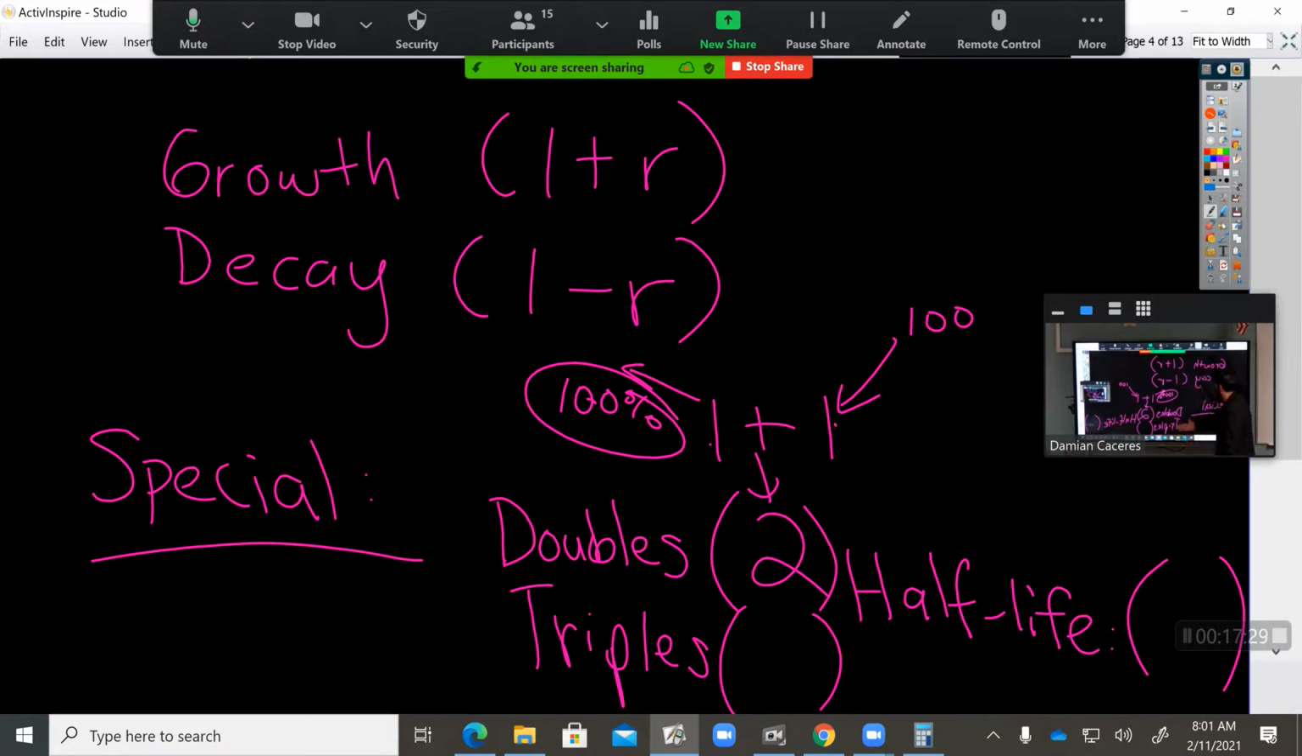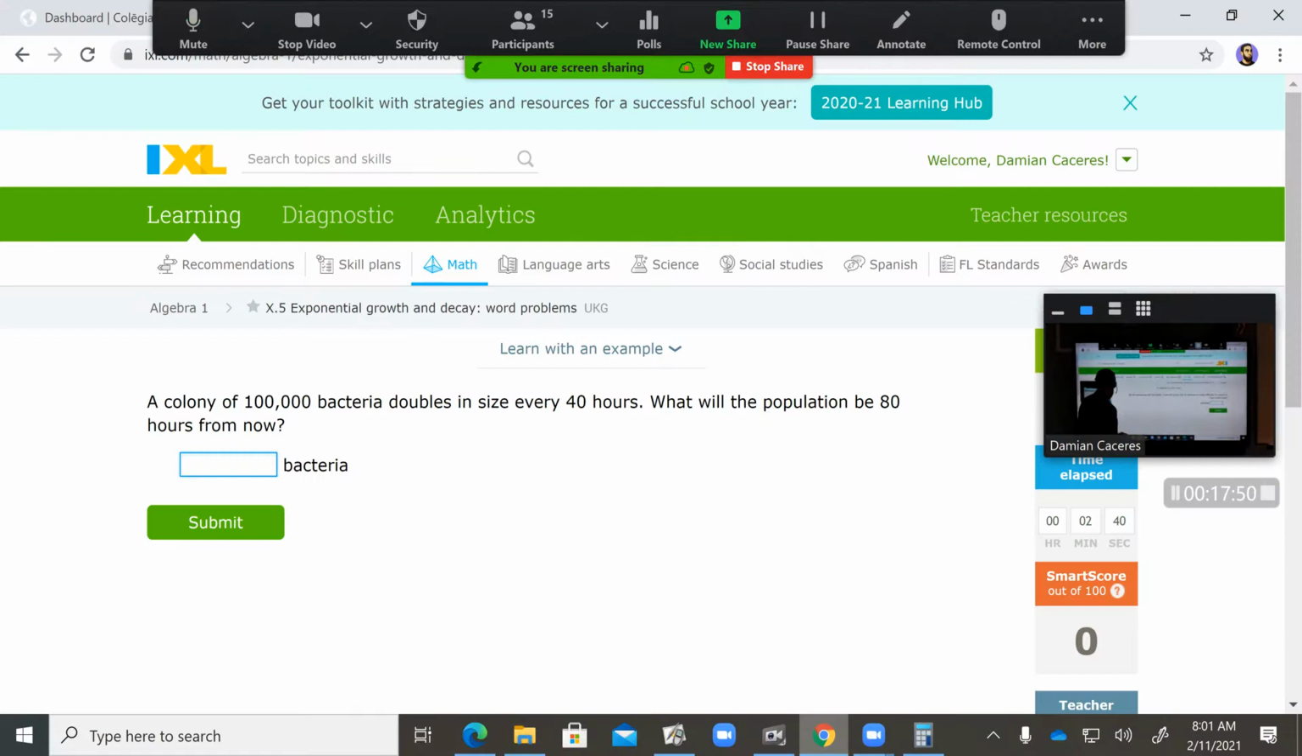You with me? So if you see triples in there, what are you going to put? 3. If you see half-life in there, what are you going to put? A half. I'm going to put 0.5. It's easier to put in the calculator. Simple? So now look at our word problem on IXL.